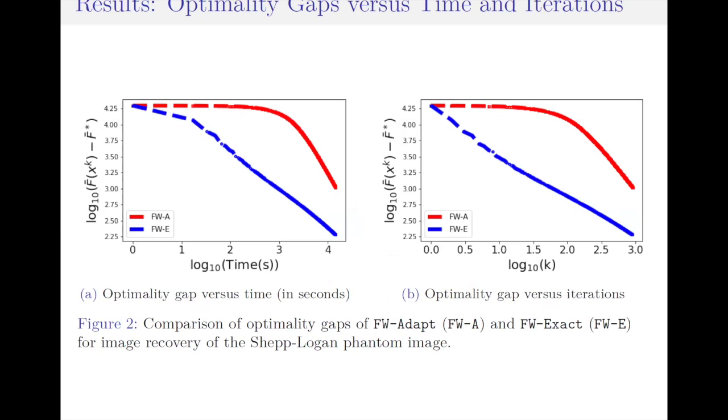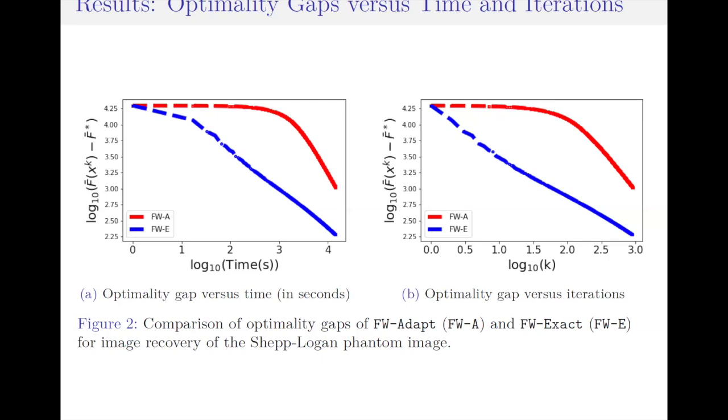But as you can see here, if we allow more time for the numerical experiments, then eventually there's a tendency that Frank-Wolfe with adaptive step size will catch up. But we stop at 10 to the power 4 seconds. I think it's really 10,000 seconds. And as you can see from this plot, the Frank-Wolfe with exact line search makes better progress. This is versus time, and this is versus iterations, which makes sense.